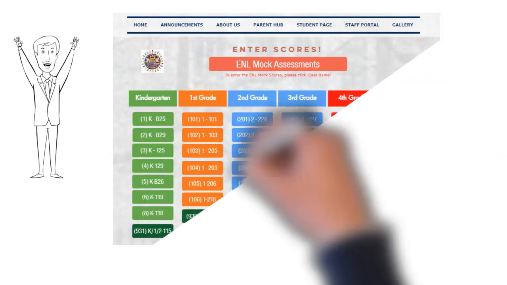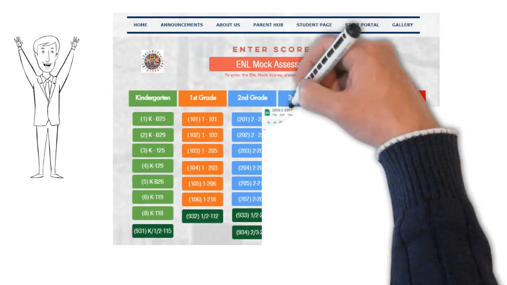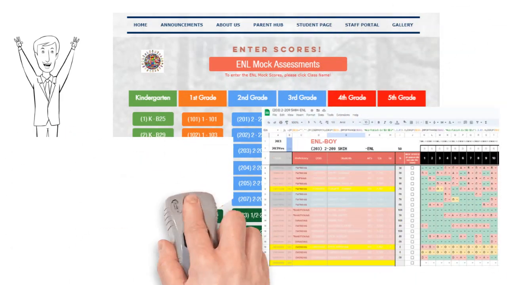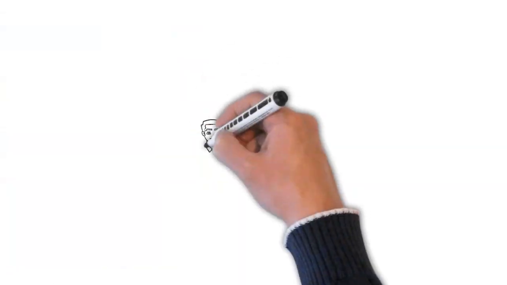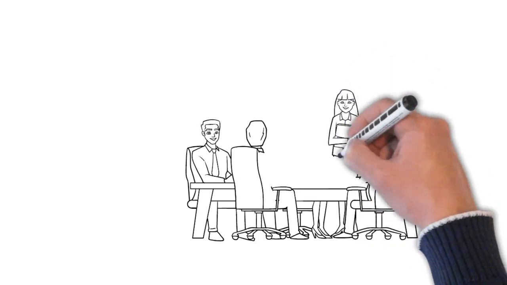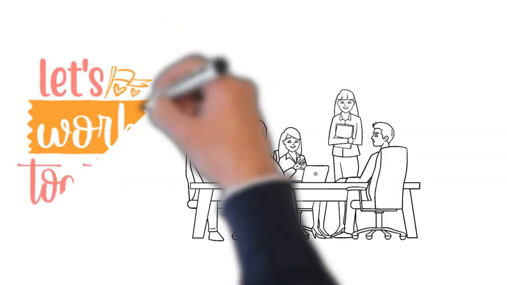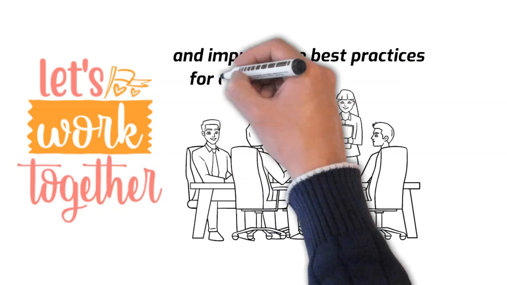As we continue to improve our data analysis system, we look forward to sharing our insights and experiences with other schools in the district. Let's work together and improve the best practices for analyzing student data.